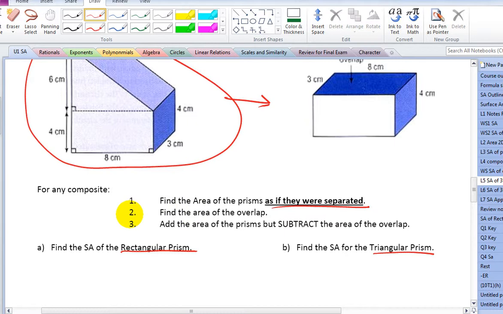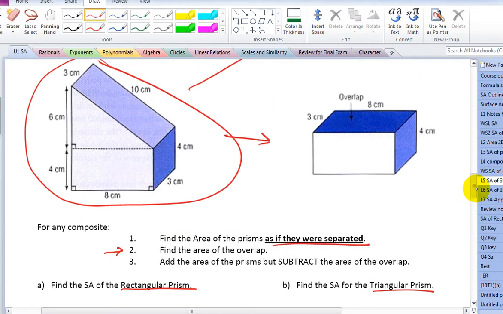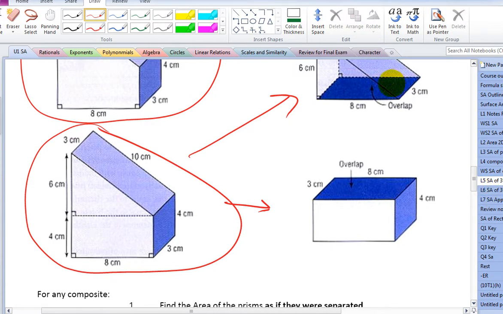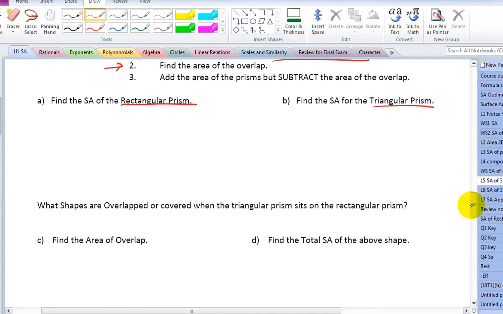Then we have to find the overlap, step 2. Okay. And what is the overlap? Well, what shape is it? Yeah, rectangle. How many are there? 2. This one gets covered up, and that one. That's the key. There's 2 pieces of overlap. Okay. All right. Get going. Go for it. Let's see what you can do. A and B. Work through it.